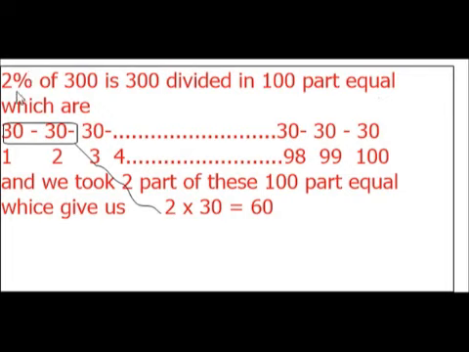So if I have to calculate 2%, I'm going to take 2 parts of it. It's going to be 2 times 3. Since 300 divided by 100, the 1 part is going to be 3. I need 2%. I'm going to take 2 of these. It's going to be 2 times 3. It's going to be 6. This is equal to 2% of 300. Okay.